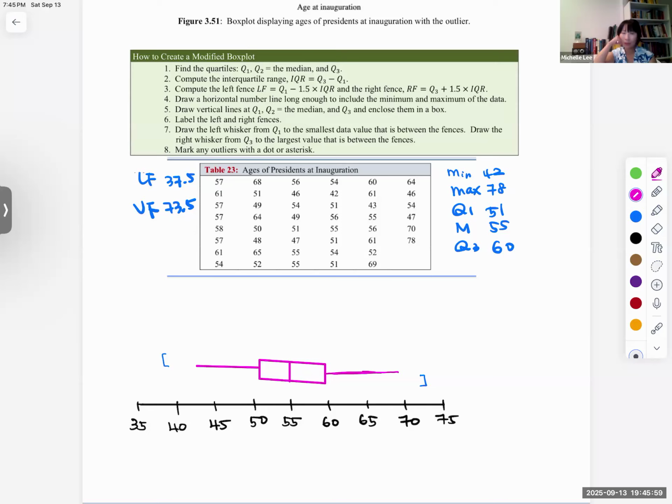Forgive me. All right. And then the outliers. So outliers, 78. This is 80, then 78. So back, right? Outlier. Makes sense? This is how we draw a box plot by hand with the outlier. Okay.